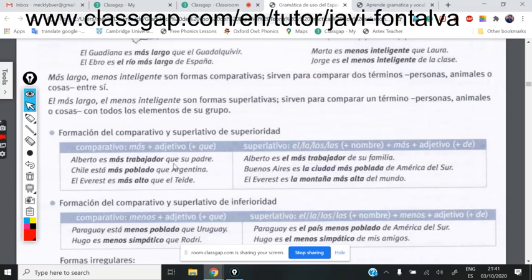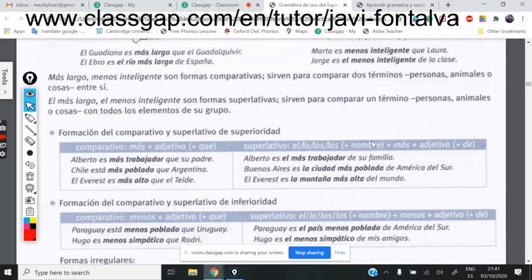Okay, pretty much that. I don't think you will have any problem with this. Now, let's take a look at the superlative, which is quite similar. So, what is the difference? The difference is you're going to have the article: el, la, los, las. You always have this bit.